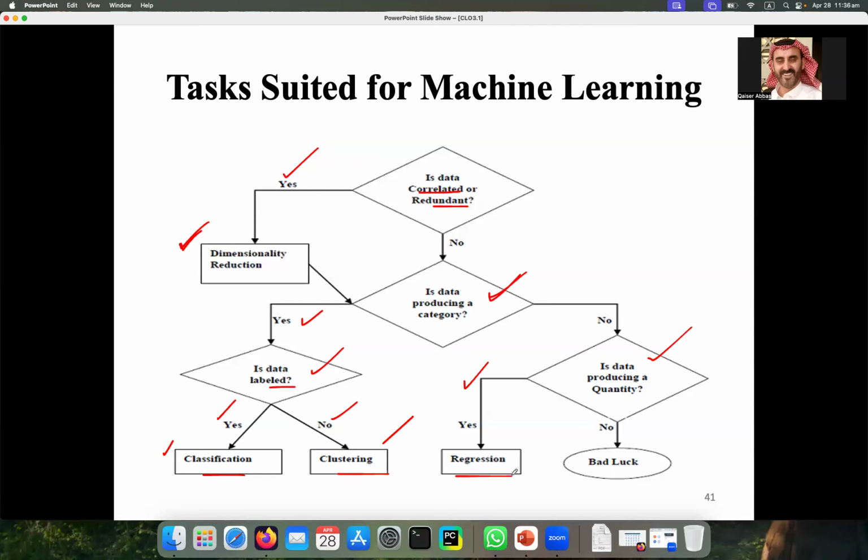Just remember that example of the price of the houses. Continuous data, so use regression. If there is no quantity, then bad luck, then there is no solution. Even then you can do something with that. That is not an issue. But according to this diagram, okay.